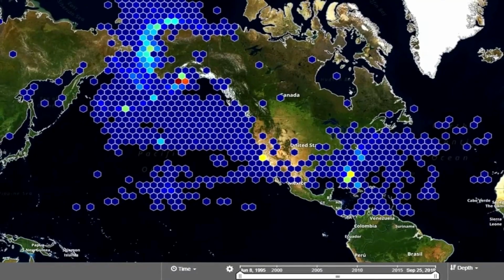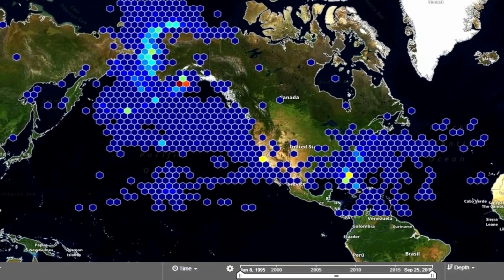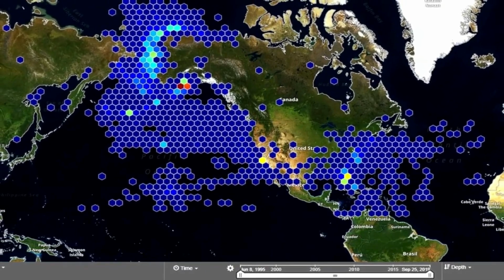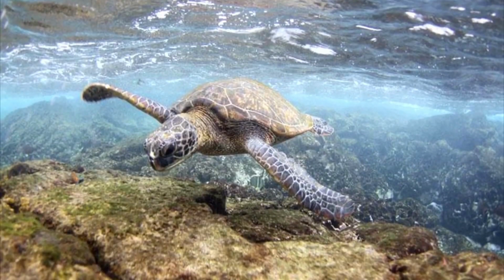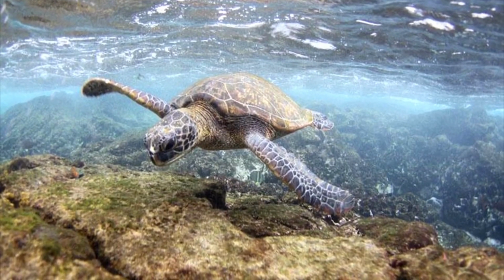In addition to tracking the animal's movements, these tags can collect data about the animal's behavior and environment, helping us develop programs for their conservation and protection.